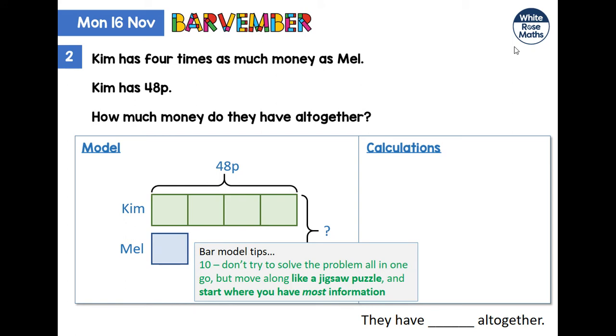Now, how do we go about solving this? Let's not try and leap from the 48p to the question mark. Let's work gradually, solving the jigsaw puzzle and see how we go. So we're going to start with where we've got the most information, which is the 48p. What can we do? Now we've got equal parts. So hello, here's the division calculation.